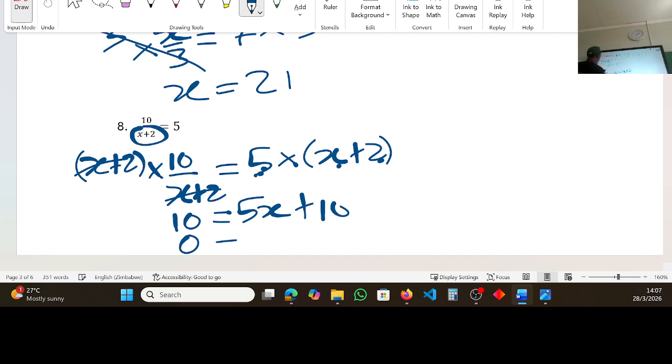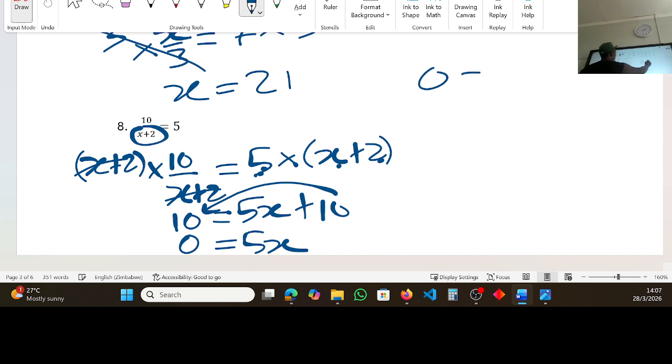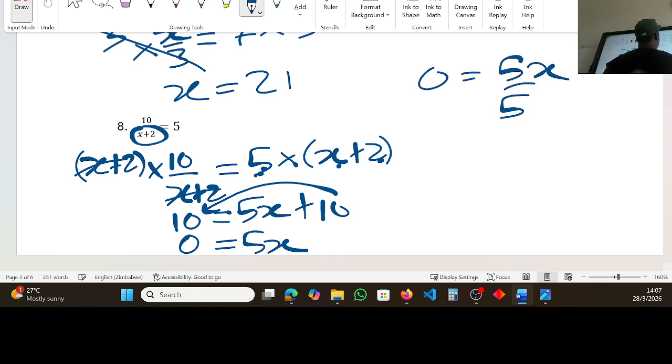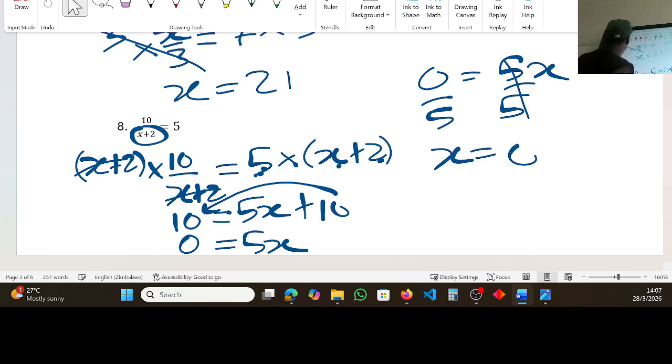So I have 0 equal to 5x when I transpose this 10, because it will be 10 minus 10. And when I divide both sides, I was saying 0 equal to 5x. So if I divide here by 5, here by 5, it cancels. Therefore, my x is actually 0.